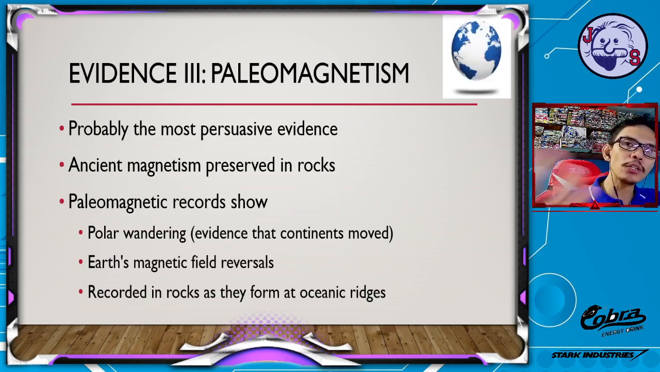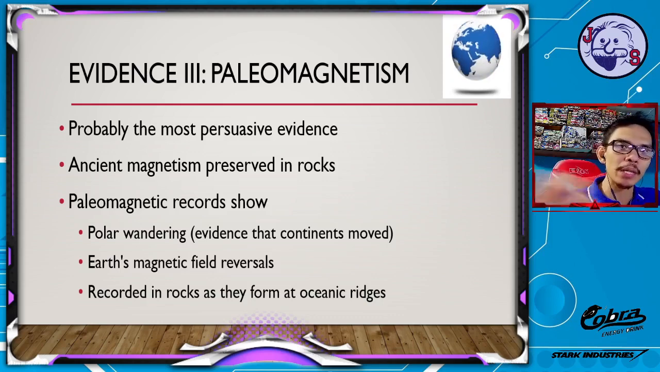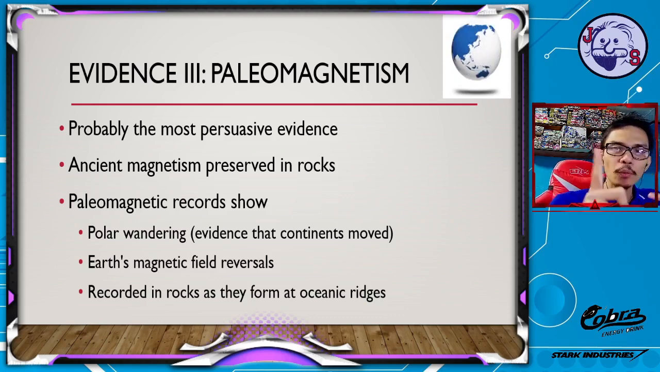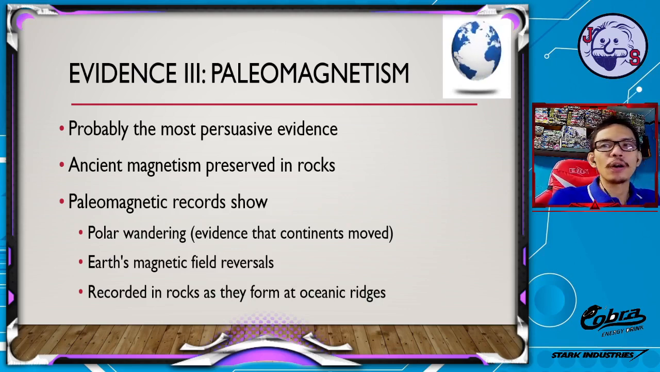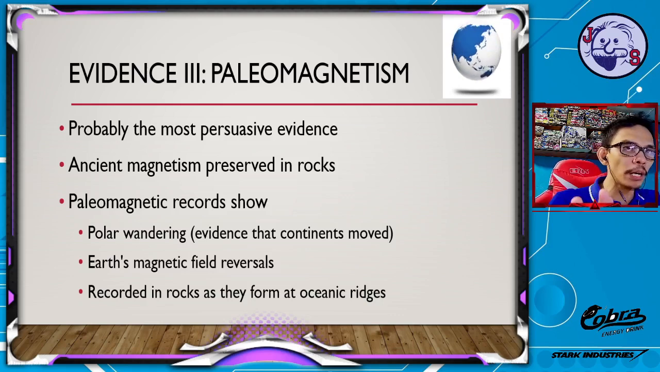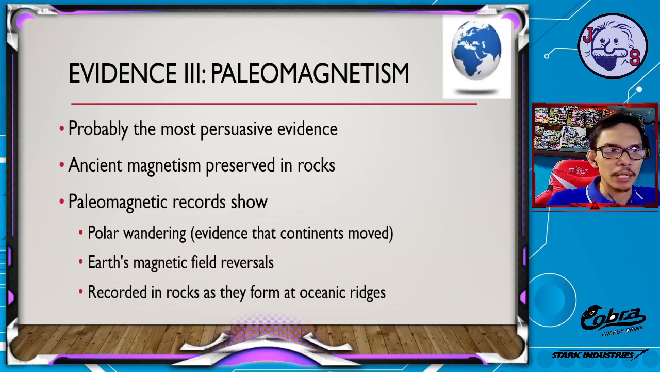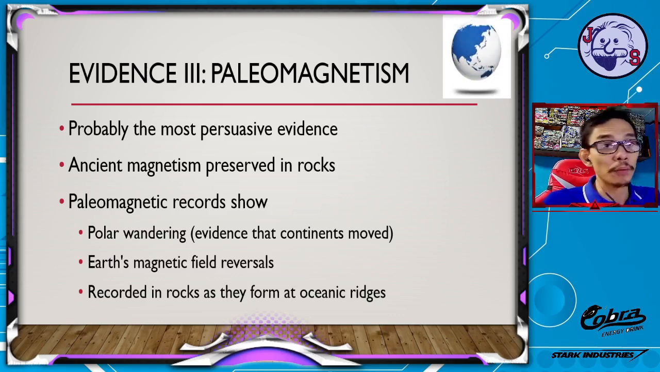Now, what this evidence shows is, number 1, polar wandering. Polar wandering is the evidence that the continents move. They do not stay in one place, just like what we have right now on our world map. These are not their original locations. Because of the polar wandering idea, we know that these continents moved from their original position to their present position. Next is the magnetic field reversal.